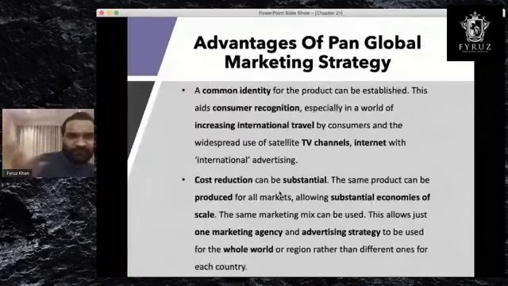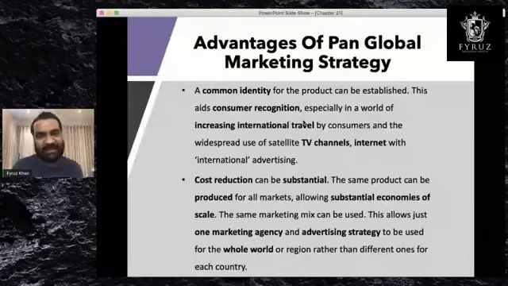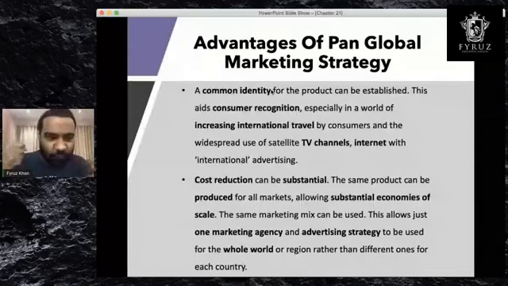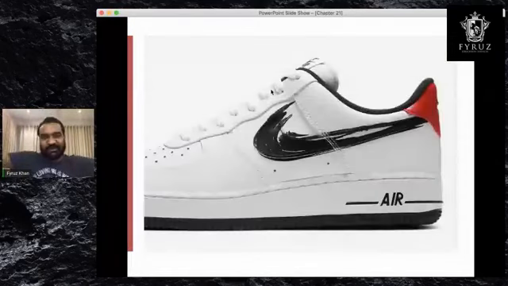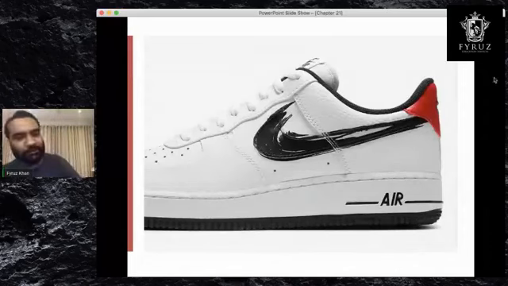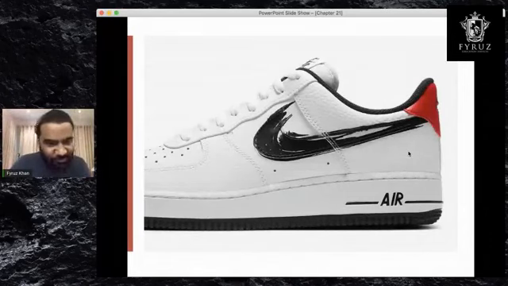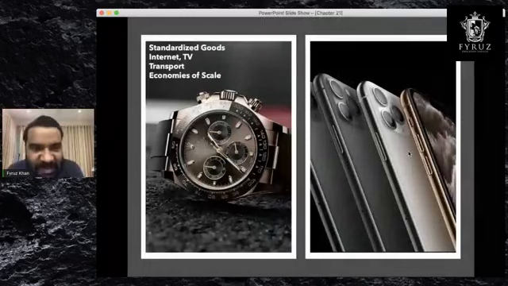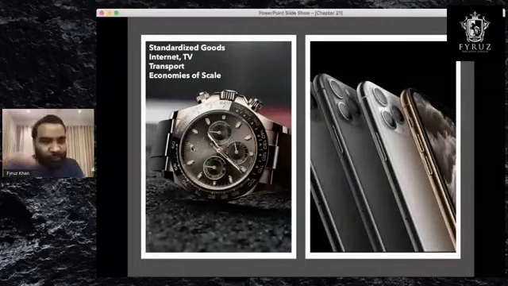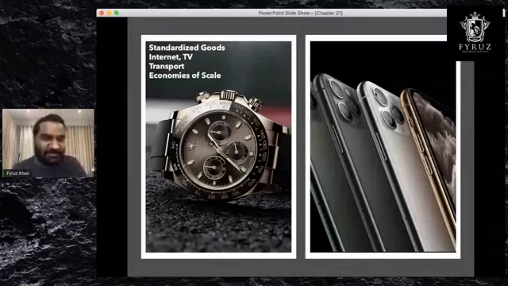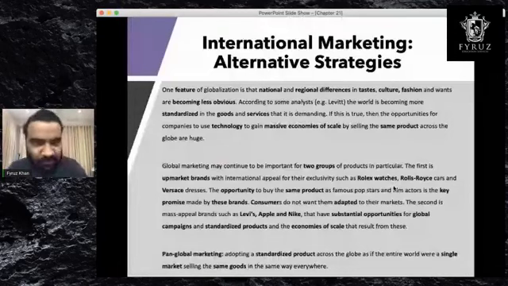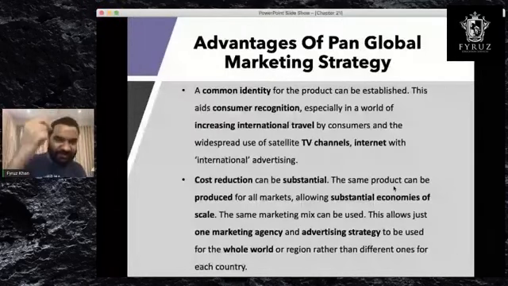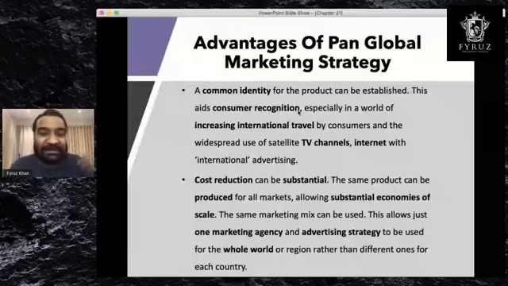Let's go ahead. So what are the advantages? The first advantage is that, look at this keyword, it forms a common identity. It forms consumer recognition. I can look at this and say this is a Converse shoe. I can look at this with the swoosh logo and recognize that it's a Nike shoe. I can look at this dial and this logo and say that this is a Rolex, or I can look at the design and say this is an iPhone. So it's easily recognizable. Consumers can recognize it instantly. It forms a common brand identity.